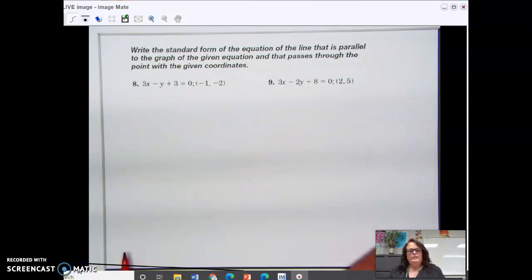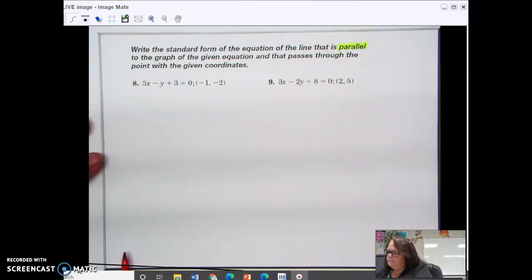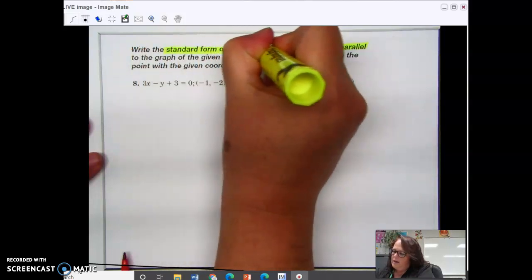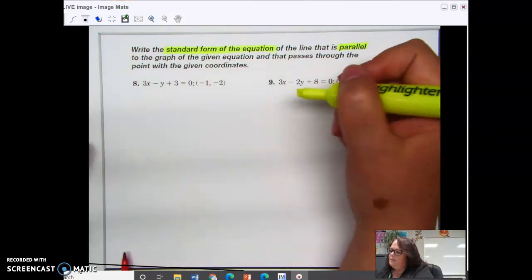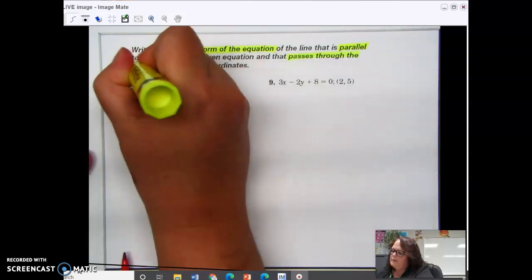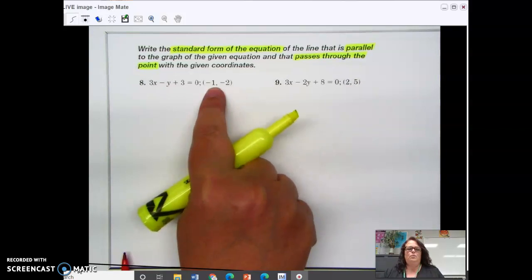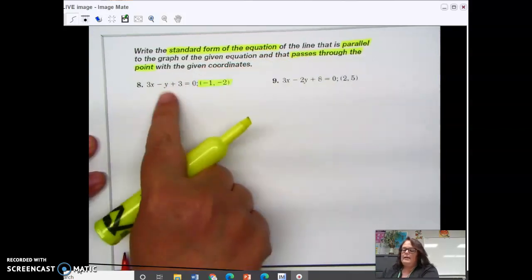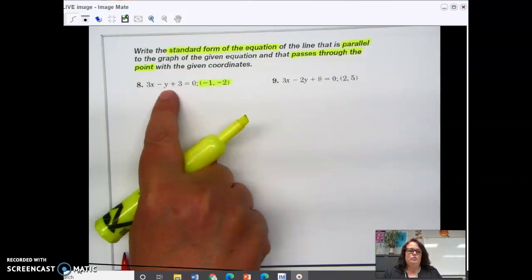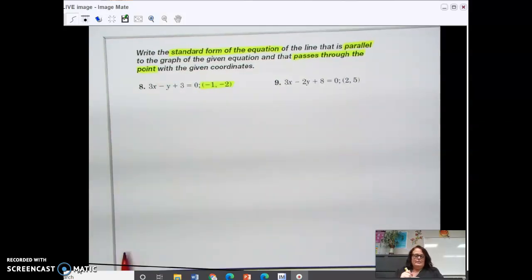All right, so now we're going to move on to question number 8, and I know that some of my numbers go out of order, but there was an original worksheet, and I'm just trying to keep your numbers similar to mine, and I don't do all the problems on the worksheet. So take a moment to read these directions and circle some important words that you see. So I noticed this word parallel, and I noticed this word standard form of the equation, and then it passes through the point with the given coordinates. So this point here is part of my line, and then I need to be parallel to this line. So really the only thing I need from that line is the slope.